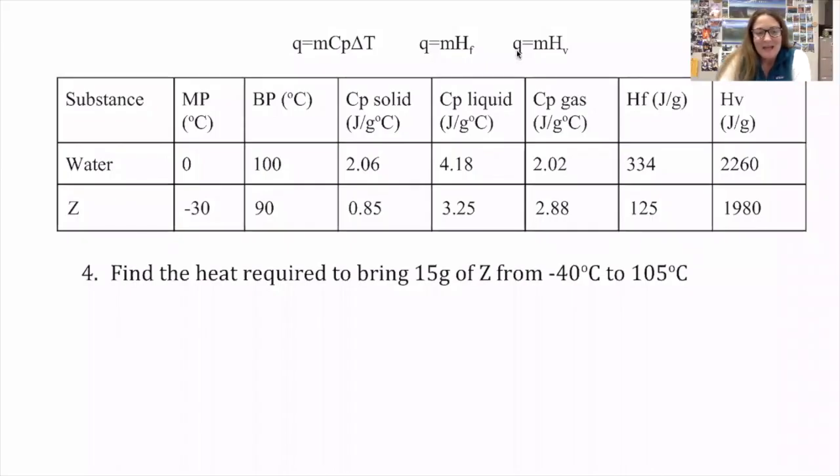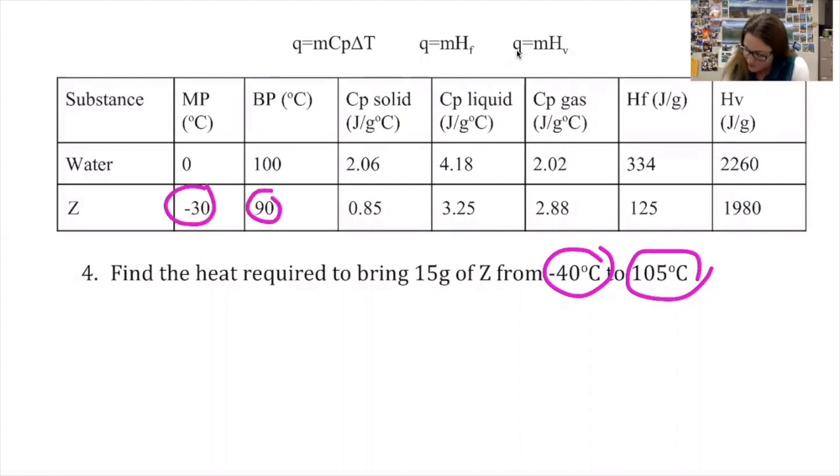Okay. Number 4, find the heat required to bring 15 grams of Z from -40 to 105. When I have a problem with the temperature change like this, remember I need to check where it is, whether it's a solid, liquid, or gas at each point, and know if it changes phases. So we're given the melting point and the boiling point. So between -30 and 90, it's a liquid. Below -30, like -40, it'll be a solid. And at 105, which is above 90, it'll be a gas.